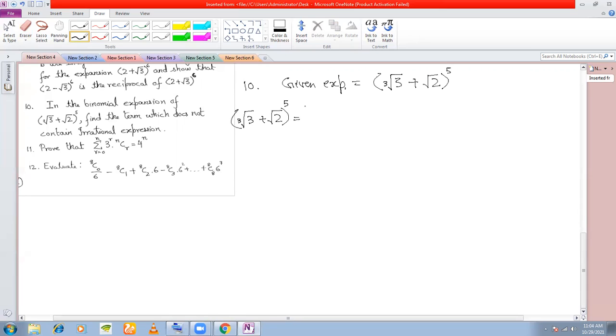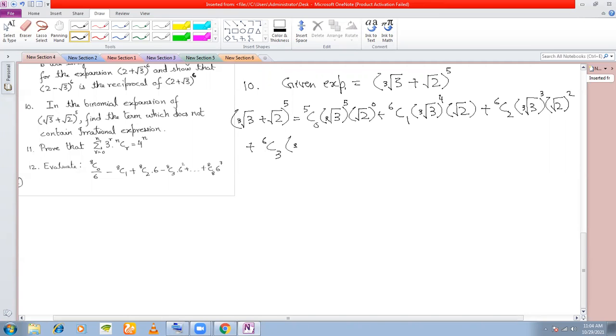So you have the first term as 5c0 into cube root of 3 to the power of 5 into root 2 to the power of 0, plus 5c1 cube root of 3 to the power of 4 into root 2 to the power of 1, plus 5c2 into cube root of 3 to the power of 3 into root 2 square, plus 5c3 cube root of 3 square into root 2 cube, plus 5c4 cube root of 3.